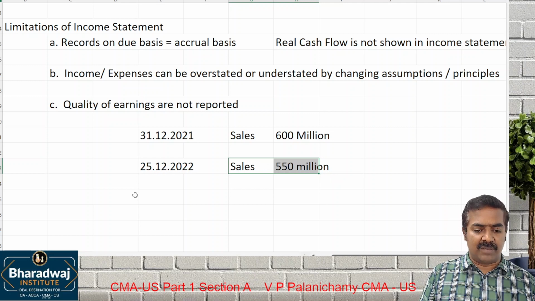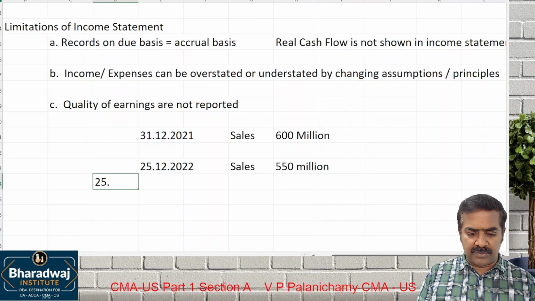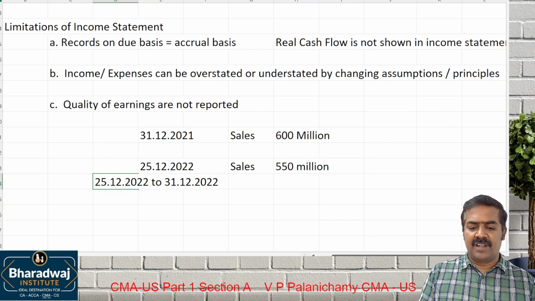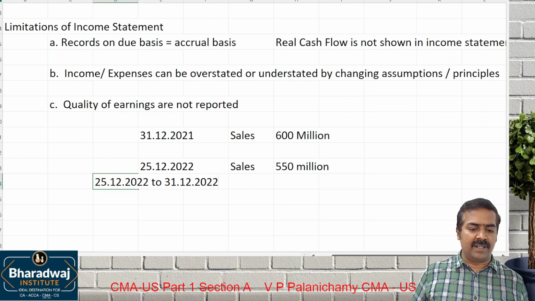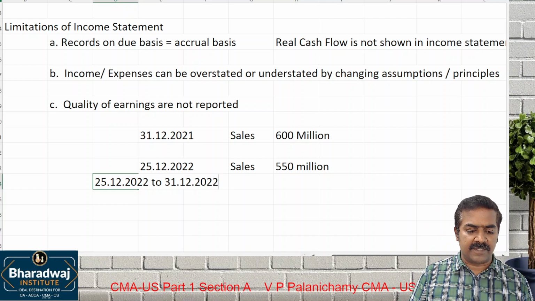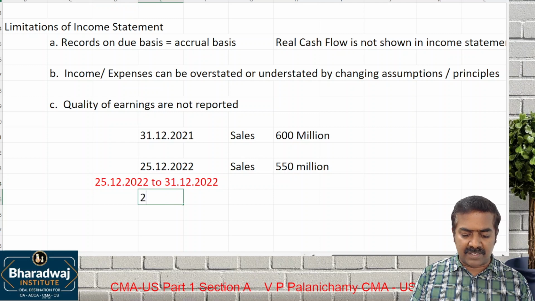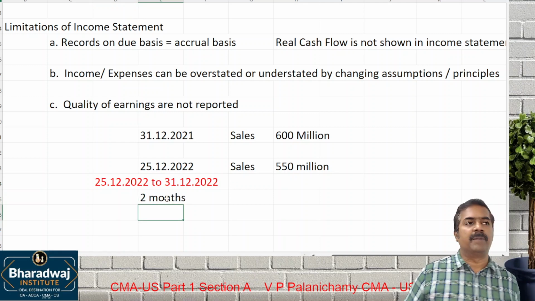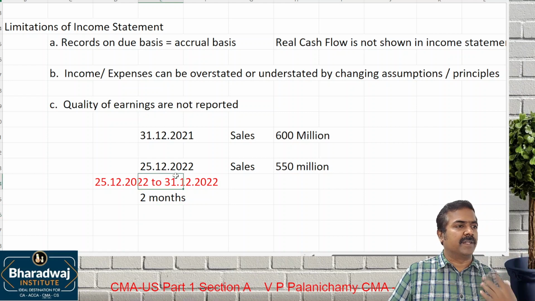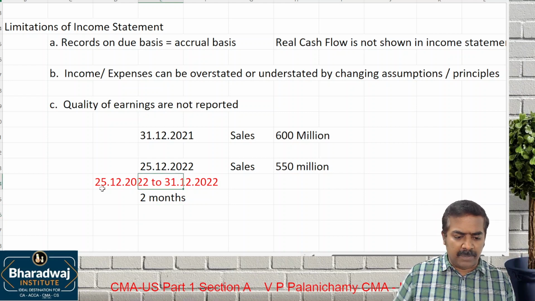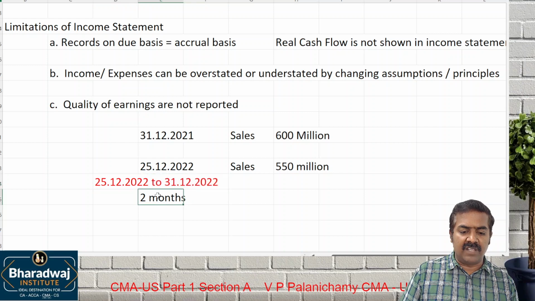To avoid that, from 25th December 2022 to 31st December 2022, I will give an offer. Normally, we give 15 days credit period. If you purchase during these 6 days, we will give you 2 months credit period. Will you buy it or not? Pay attention. What is the normal credit period given by the company? 10 days. But if you buy during the next 6 days, we will give you 2 months credit.